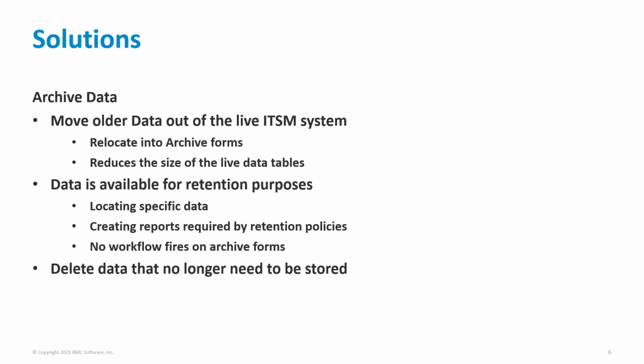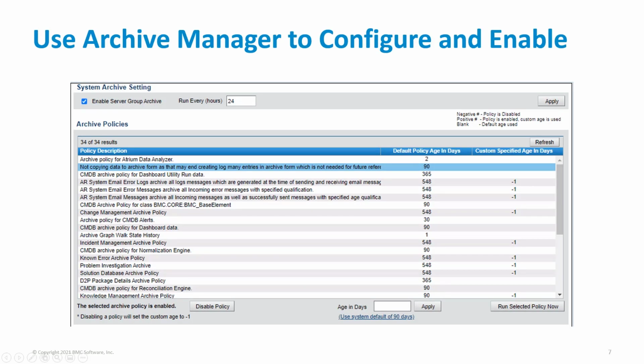Data is available for retention purposes after you've archived it, so you can locate specific data in the archive forms, and you can create reports that are required by your retention policies or for whatever reason that you need to access that data. And it's important to note that no workflow fires on these archive forms, so they're really not considered a part of the ITSM system anymore. Lastly, once the criteria is met, you can delete the data that's no longer needed to be stored. And by the way, BMC provides you an easy-to-use archive manager to help you enable and configure archiving.